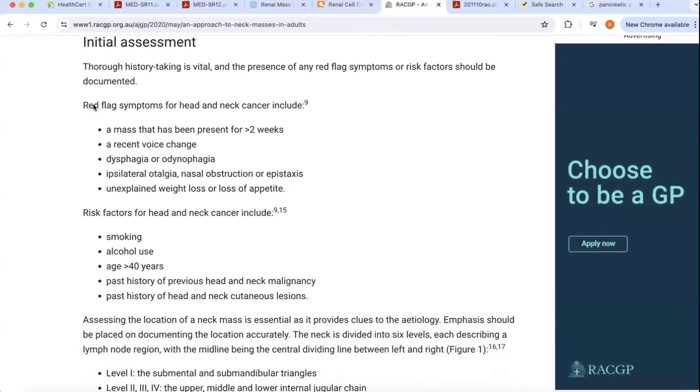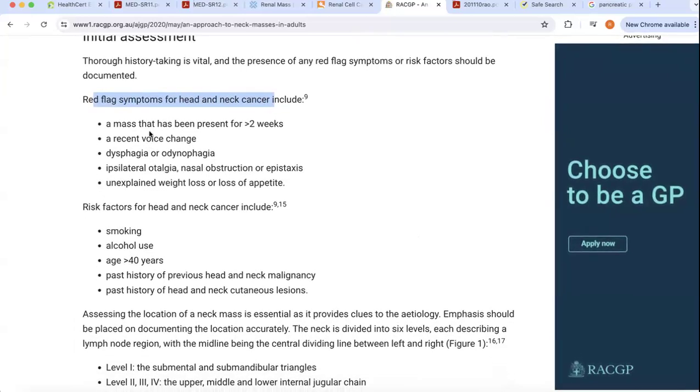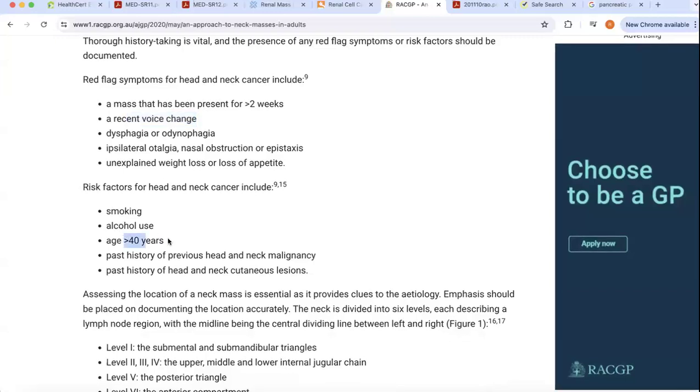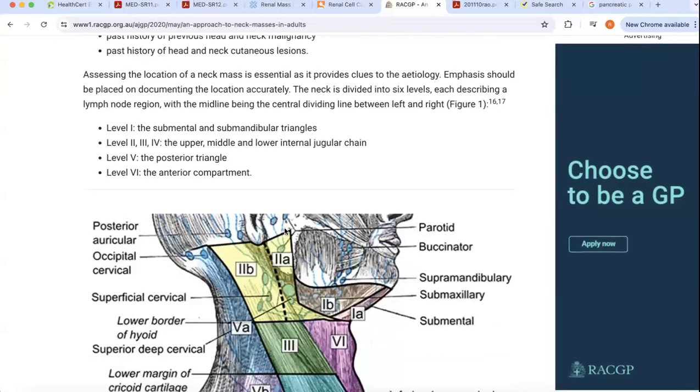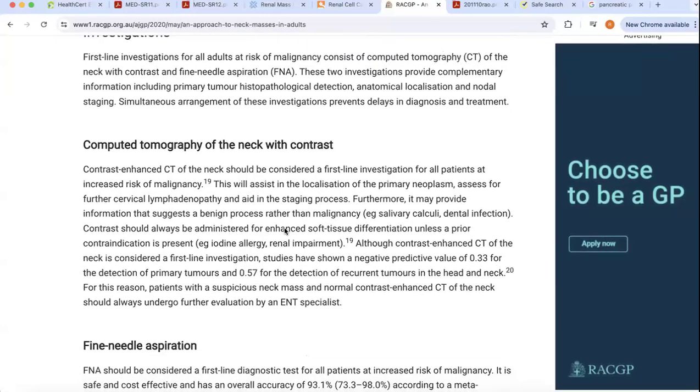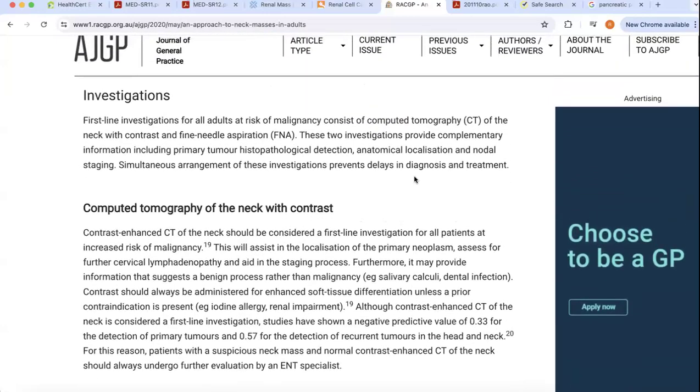Always look for some of the red flags. Any lump that has been present for more than 2 weeks, recent voice change, that means hoarseness of voice, dysphagia or odynophagia, ipsilateral ear pain, ipsilateral epistaxis, unexplained weight loss. And someone who is above 40, a smoker, an alcoholic, with a previous history of head and neck cancer or family history, these are risk factors.